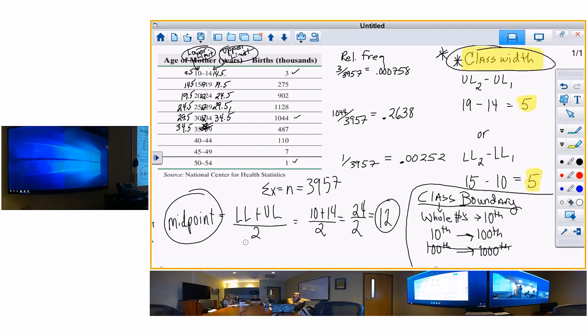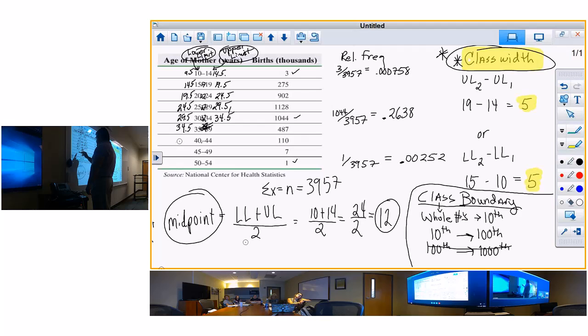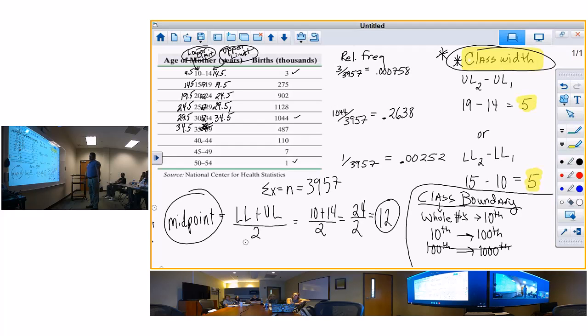So if this was 40. Oh, well, I'd have to, if it was 9.5, then this would be 8.95 over here or something like that. I'd have to pull up one, and we'll probably go over one on the test, if this book even asks for the class boundary. The last book we had, which was Triola, it asked for the class boundary. So I don't know if this one asked for it.